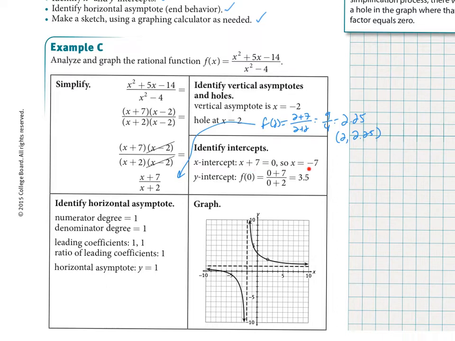X-intercept, where does the numerator equal 0? Just at -7. So we see (-7, 0) here for our x-intercept. Y-intercept, plug in 0 to this new function, 7/2 or 3.5. That point can be plotted.